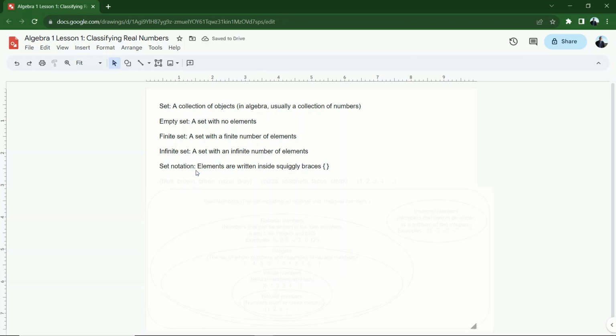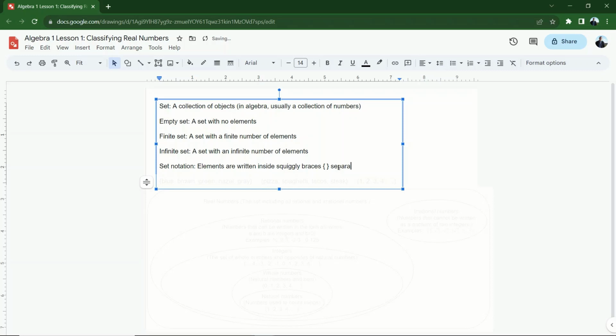Set notation, and this is not a definition, by the way, that's in your Saxon Algebra book, but it's one that's important because the Saxon Algebra book uses this notation all the time. So I'm going to talk about it. In set notation, elements are written inside squiggly braces. Different elements are separated by commas, okay?